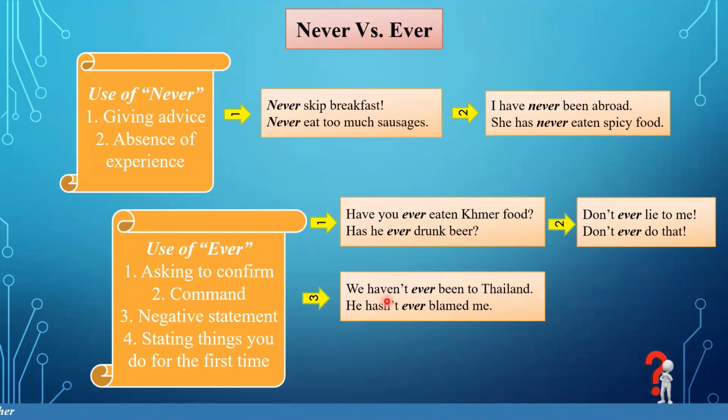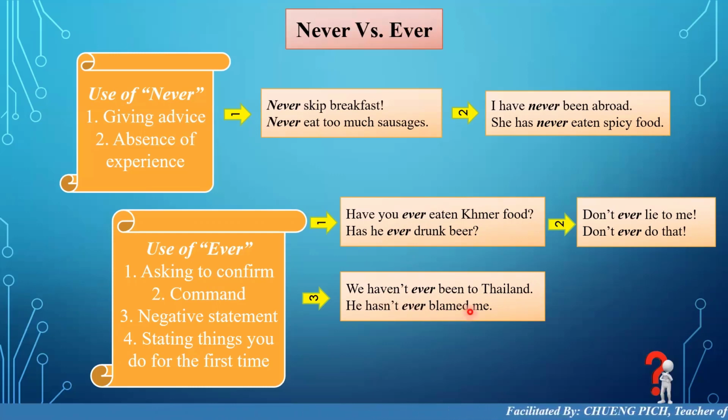But here you use ever to express the negative statement, with not. As you can see here, haven't means have not. So we have not or we haven't ever been to Thailand. He hasn't ever blamed me.